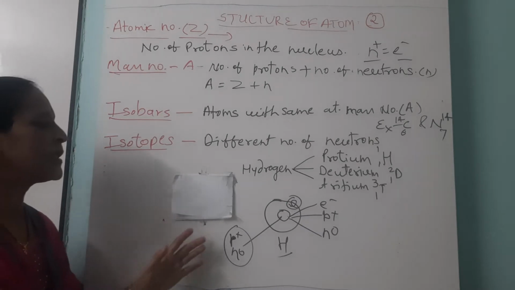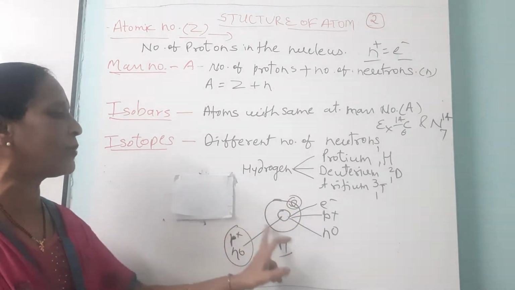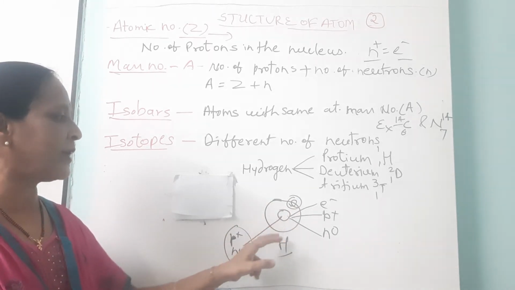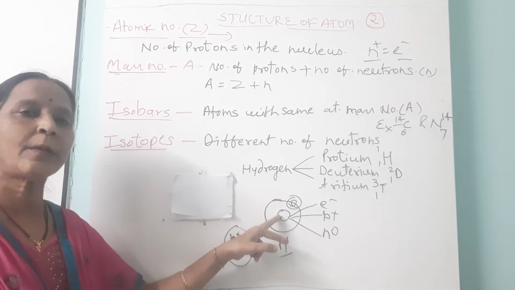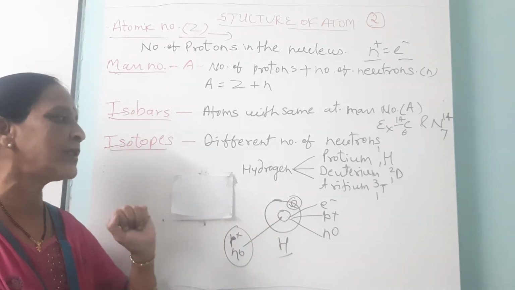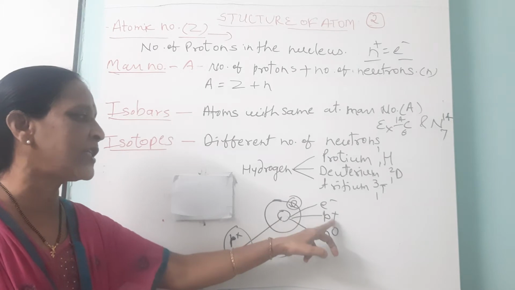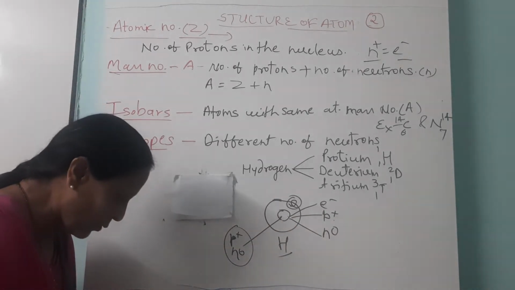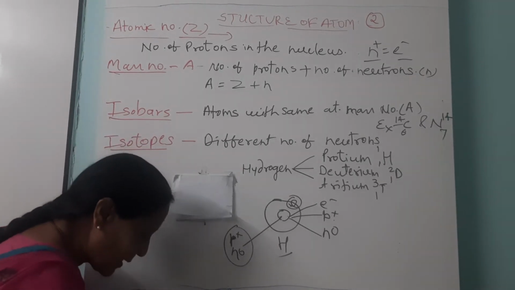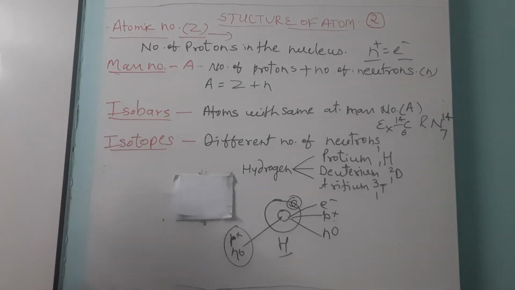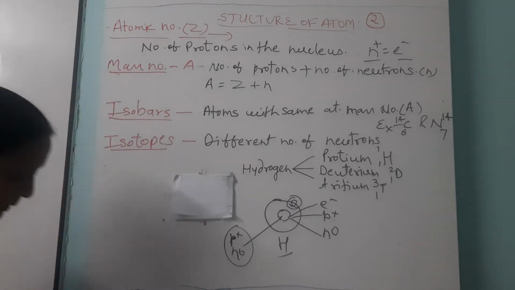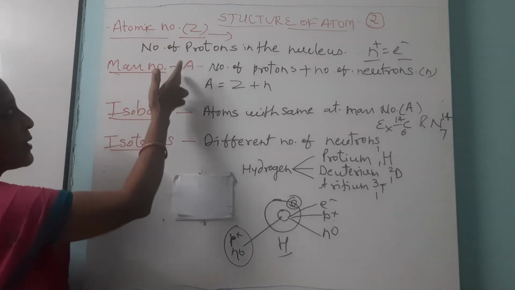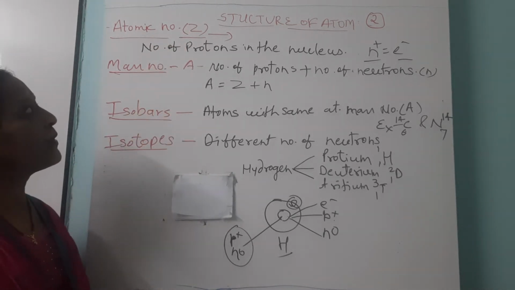So on the basis of this, the position of electron is around the nucleus in an atom, and the center part of an atom is known as the nucleus. In the nucleus there is presence of proton as well as neutron. Now, on the basis of electron and proton, there are certain numbers and definitions that we will discuss. All these definitions are very important.